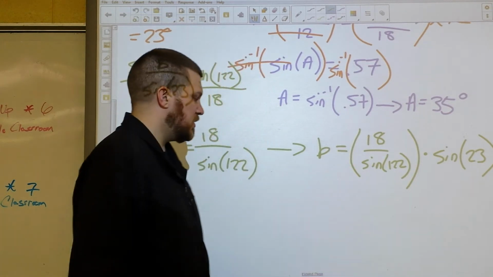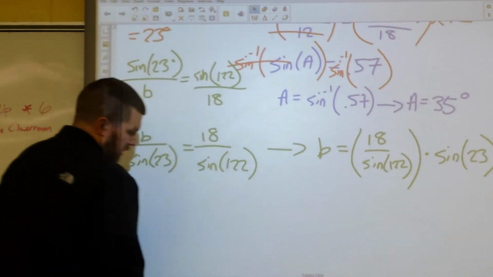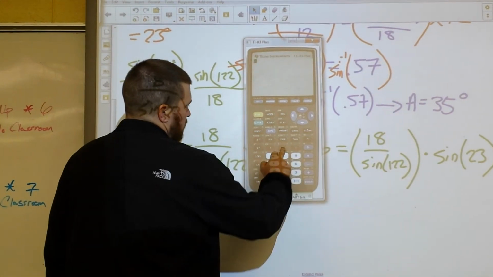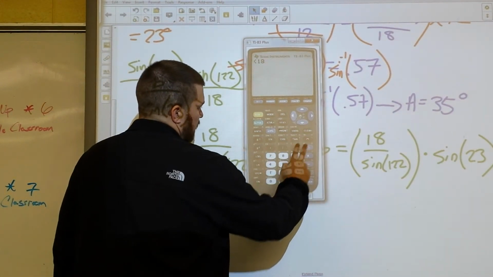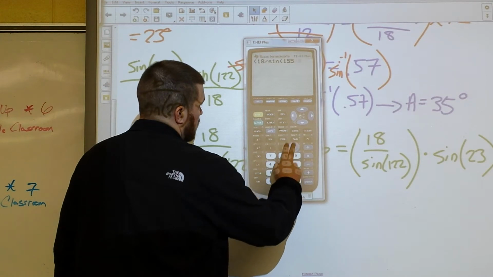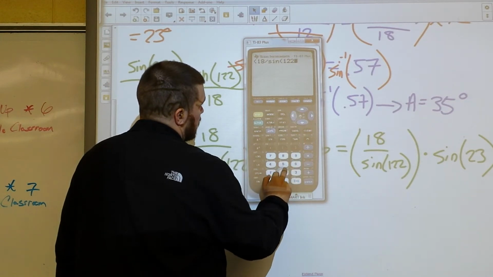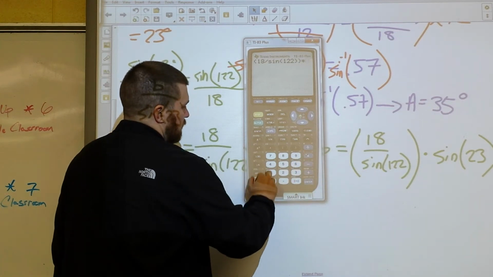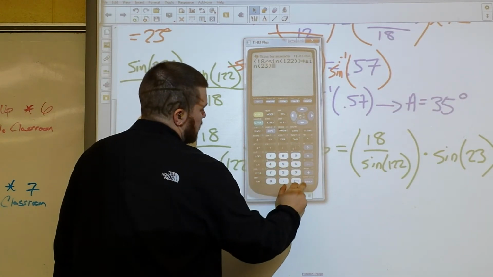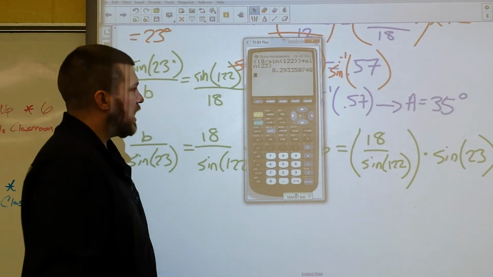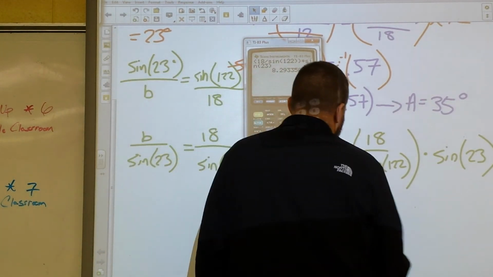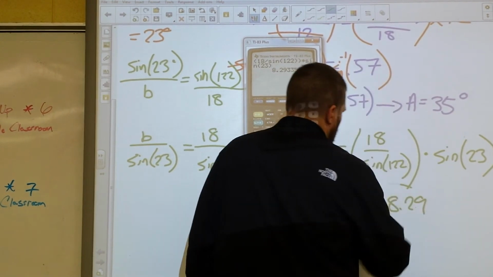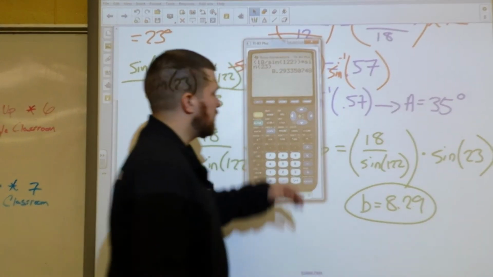Okay, that's kind of messy, but what we're going to do is type in our calculator exactly the way it looks. We're still in degree mode, so parentheses 18 divided by the sine of 122. Make sure you type it in right. Close the big parentheses, and then times the sine of 23 degrees. And we get about 8.29. Again, we're rounding. So we found all the missing sides.